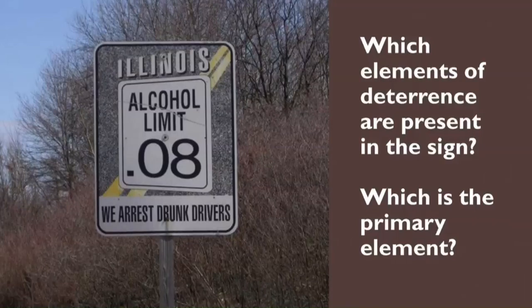Certainty. There's no ambiguity here, really. We arrest drunk drivers. And the fact that they include 0.08 adds another part of certainty as well. Not just certainty of what will happen to you, but certainty of whether or not you will be considered a drunk driver or not. It's right there, 0.08, that's the limit. So that is how we are determining objectively if you are a drunk driver. And severity, we arrest drunk drivers. It doesn't allude to anything after that, but the arrest itself is severe. And it's severe enough for most people to be deterred. If they're certain that they will swiftly be arrested, then that's a severe enough punishment for a lot of people to be deterred.